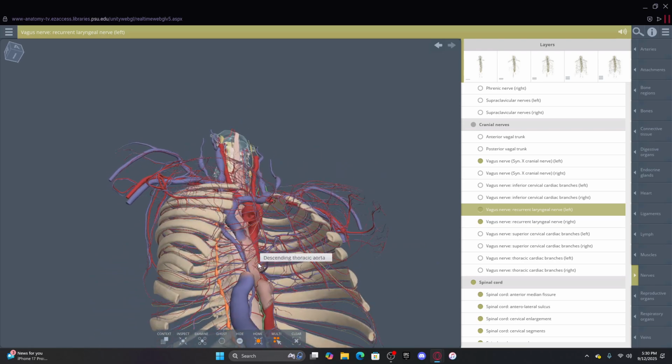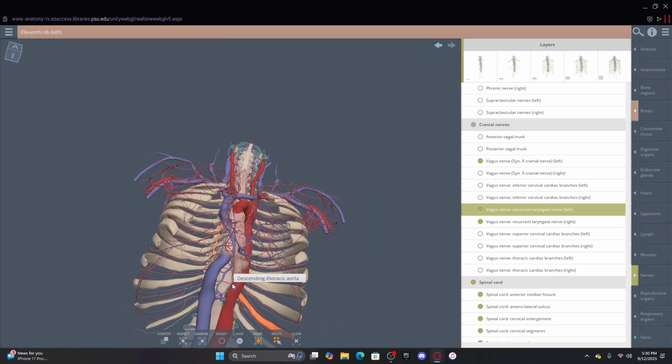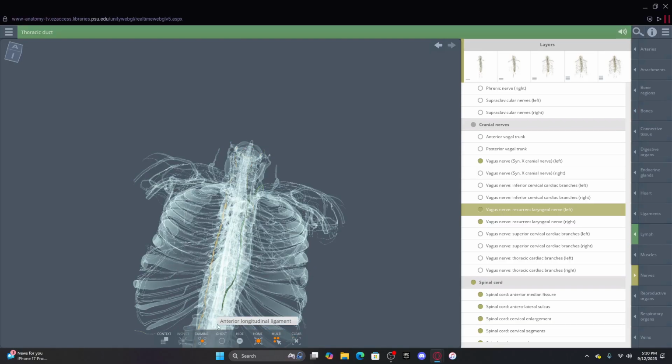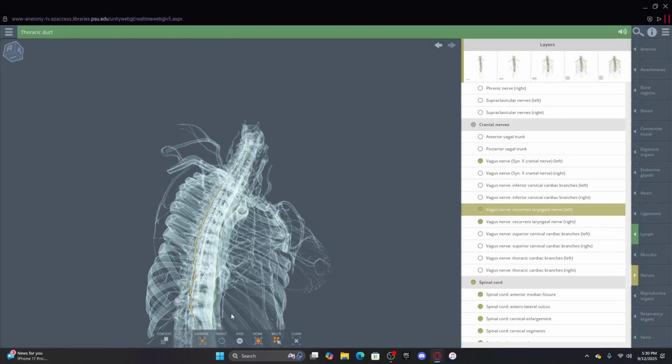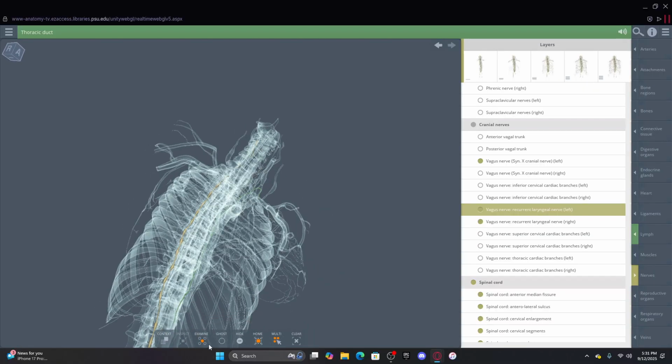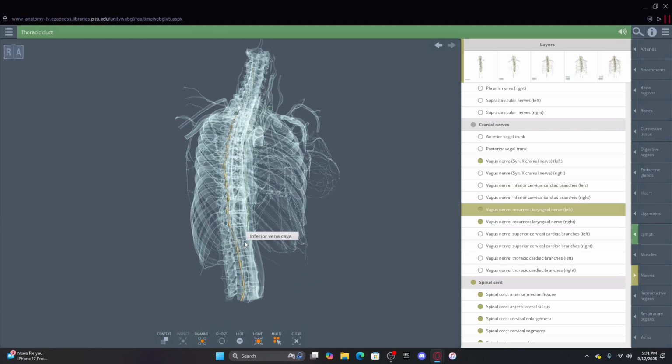And then also the last structure is the thoracic duct. That would be this structure right here. And that has to do with the lymph system. Those two are the last structures for this week.